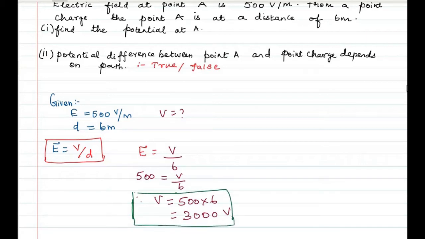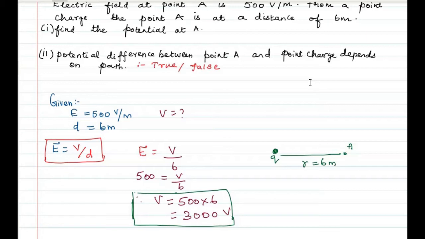So we have the formula E is equal to V by D. So substitute the values. Just you have to find out the electric potential V. Now the potential difference between point charges, right? The potential difference between a point charge Q and location A, separated by some distance, 6 meter.